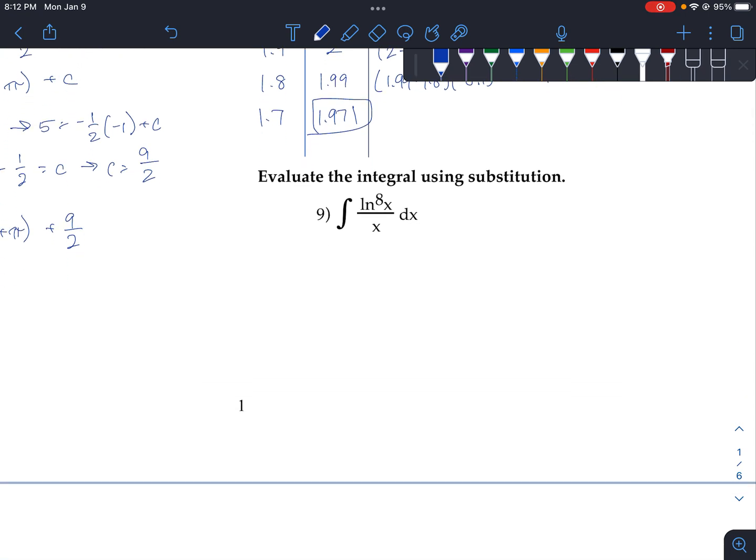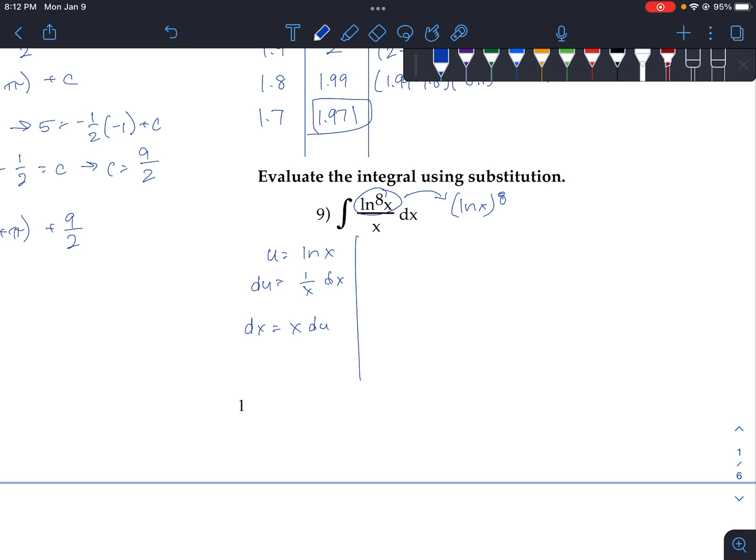Evaluate the integral using substitution. First of all, what I'm looking for is something that I can use as a substitution. I'm looking at the numerator right there, because that's the same thing as the natural log of x raised to the 8th power. So my inside function would be natural log of x. So let's say u is equal to the natural log of x. du is equal to 1 over x dx, and that means dx is equal to x du.